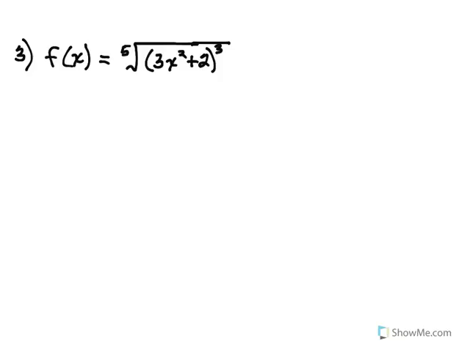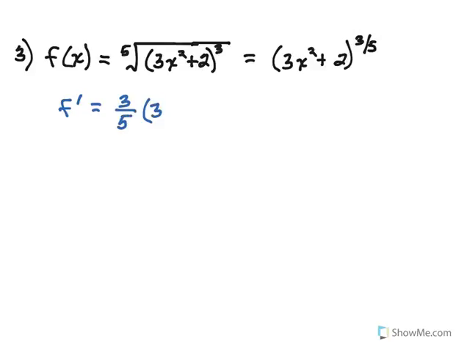So this is another one we will want to rewrite. Since we have a radical of a quantity raised to a power, we can think of this as 3x squared plus 2 raised to the 3/5. And then once again, it's very, very similar to the earlier problems. So starting on the outside, 3/5 comes to the front. We keep the 3x squared plus 2. We need to subtract 1 from the exponent. So that gives us an exponent now of negative 2/5.